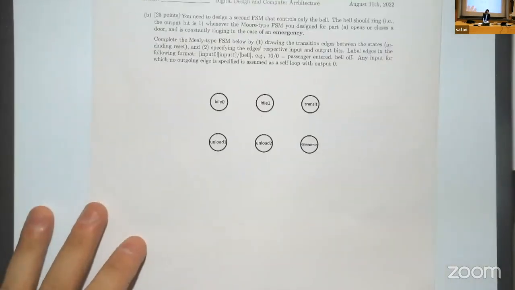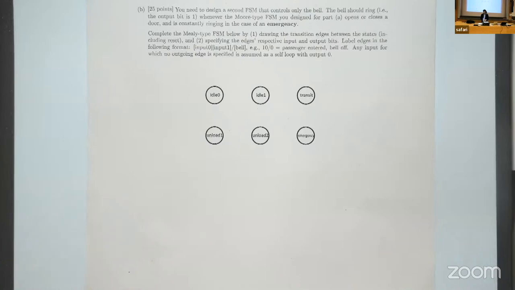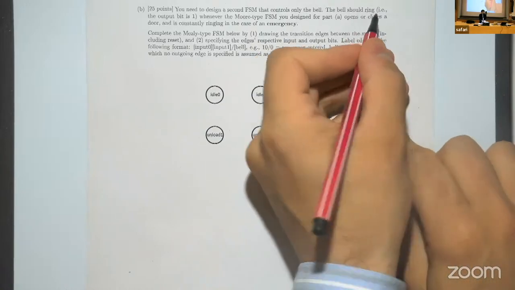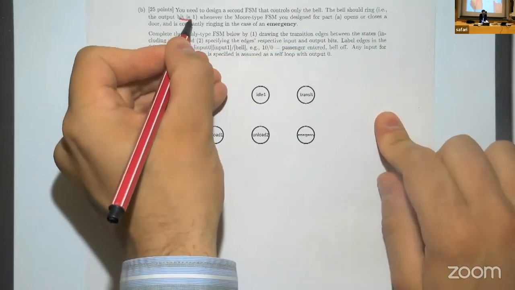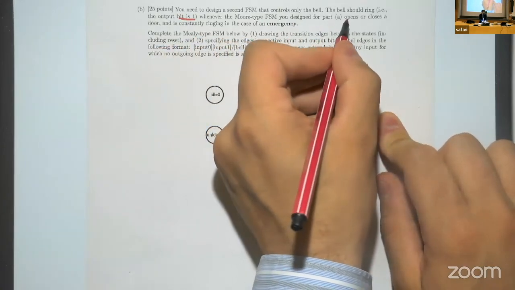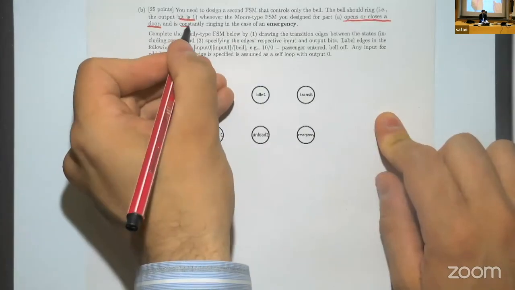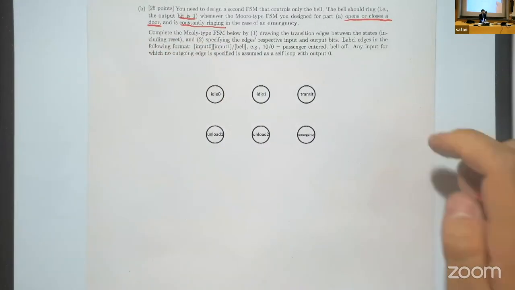Okay, cool. So, second part of the question. This one should be rather easy points if you solve the first one carefully. Now you're supposed to design a second FSM that's based on the first one. Namely, you should ring a bell. What that means is your output bit should be 1 whenever the earlier Moore type FSM opens or closes a door. And it's constantly ringing in the case of an emergency.